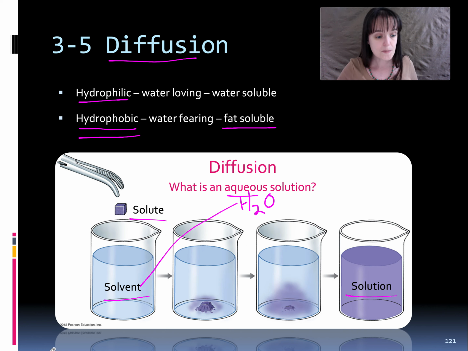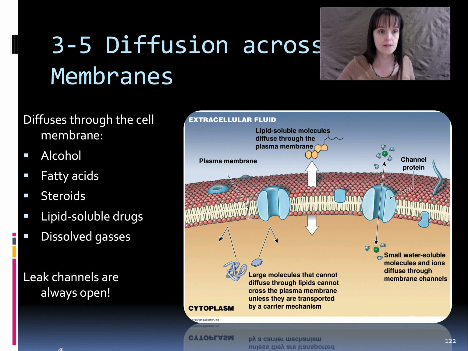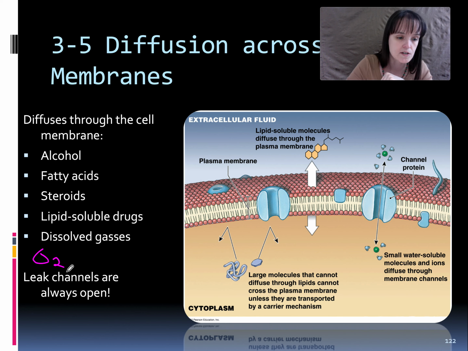Diffusion and plasma membranes. What diffuses across the cell membrane? What substances enter and leave the cell through simple diffusion? Alcohol, fatty acids, steroids, lipid-soluble drugs, and dissolved gases. The gases that we care about are oxygen molecules, not oxygen atoms, and carbon dioxide, CO2, which we also looked at and drew. All right.